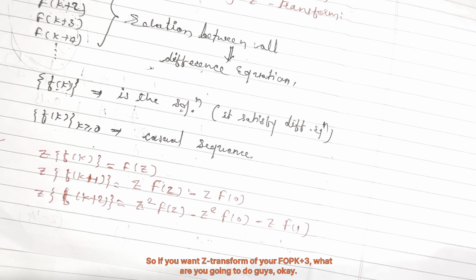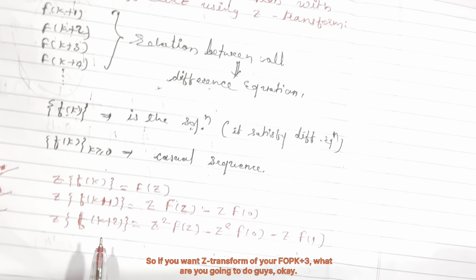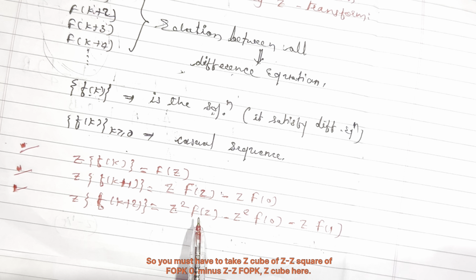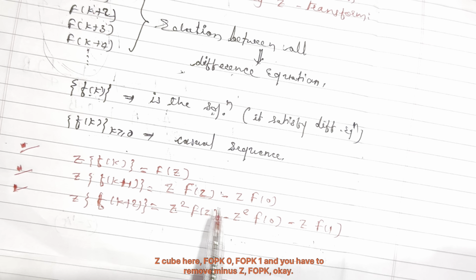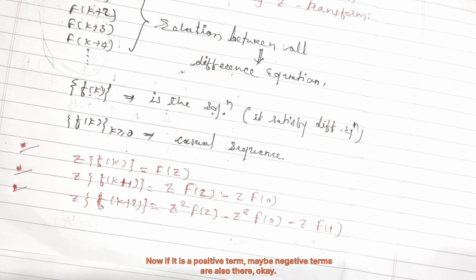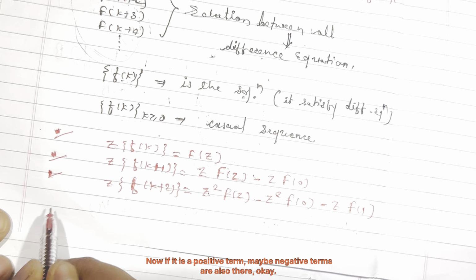So if you want the z transform of f of k plus 3, what are you going to do, guys? You must take z cube f of z minus z square f of 0 minus z f of 1, and you have to remove minus z f of 2. So the cube also comes here, and last z f of 2. You just have to extend like this. It is way easier. Now, if it is a positive term, maybe negative terms are also there.